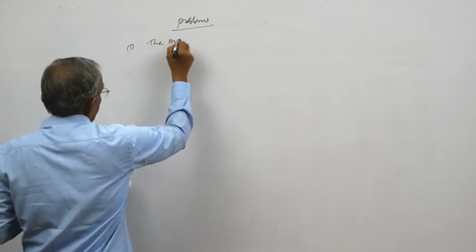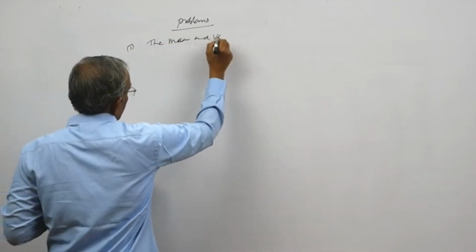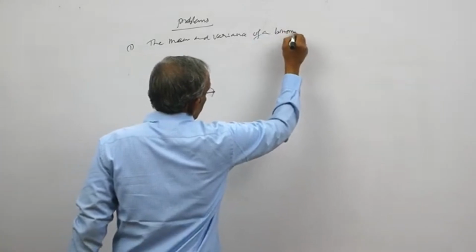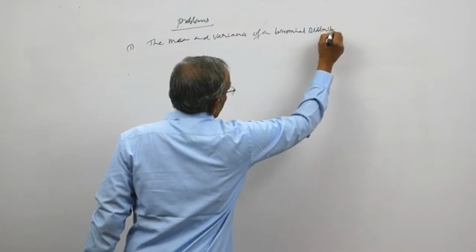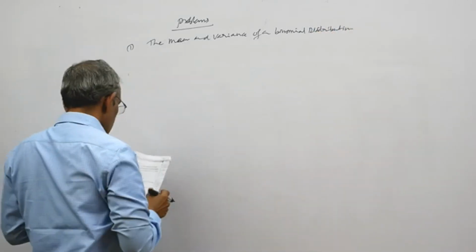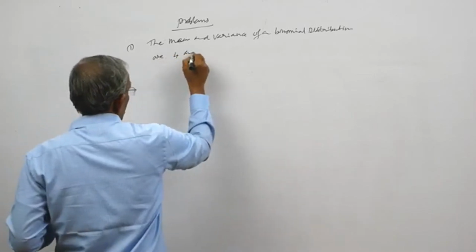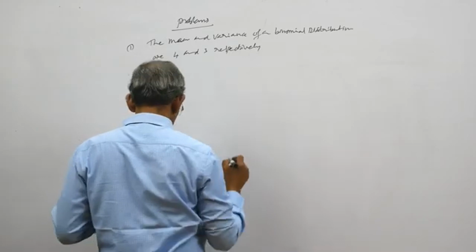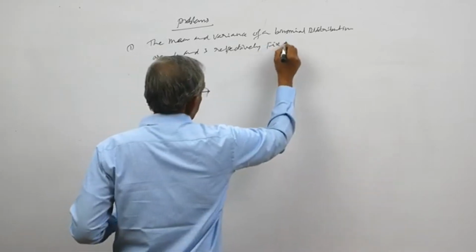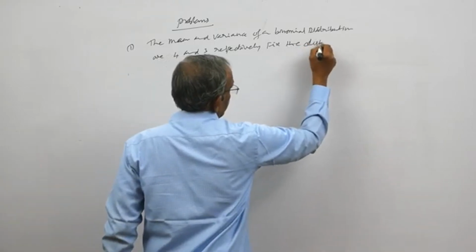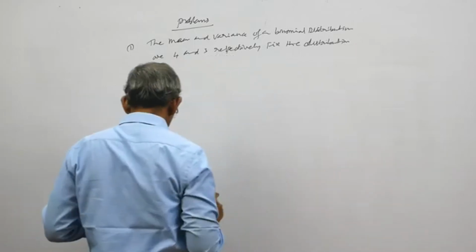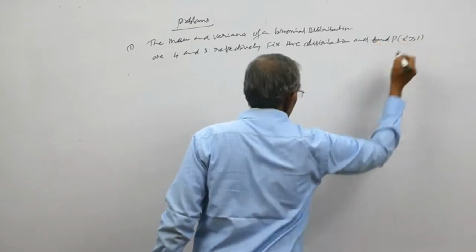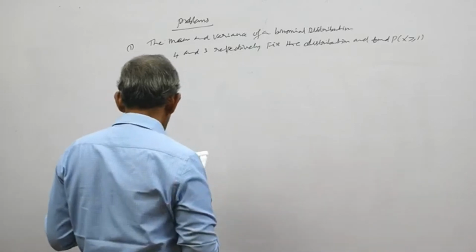The mean and variance of a binomial distribution are 4 and 3 respectively. Fix the distribution and find the probability of x greater than or equal to 1.